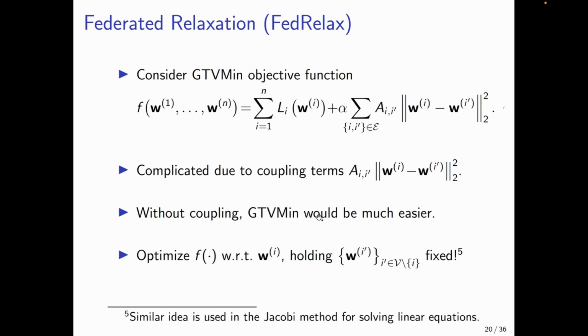And so the idea now is, one way to make them go away is just to hold the model parameters at all nodes except one fixed. So you hold all model parameters at all nodes except node i fixed, and then optimize only with respect to the model parameters at node i. This is something like block coordinate descent, or iterative coordinate descent.